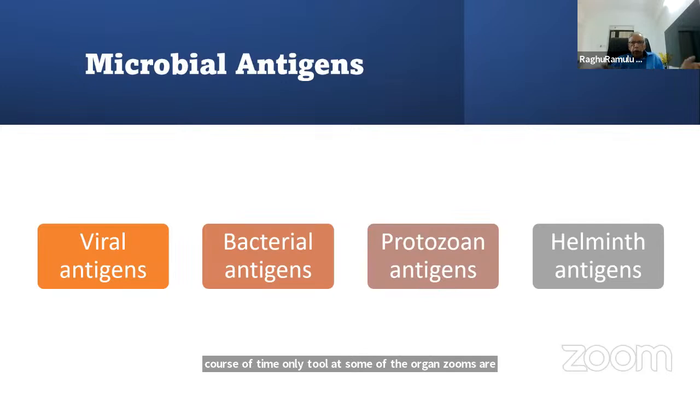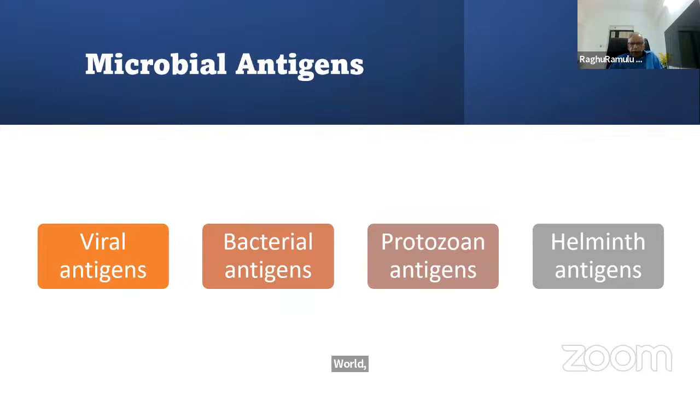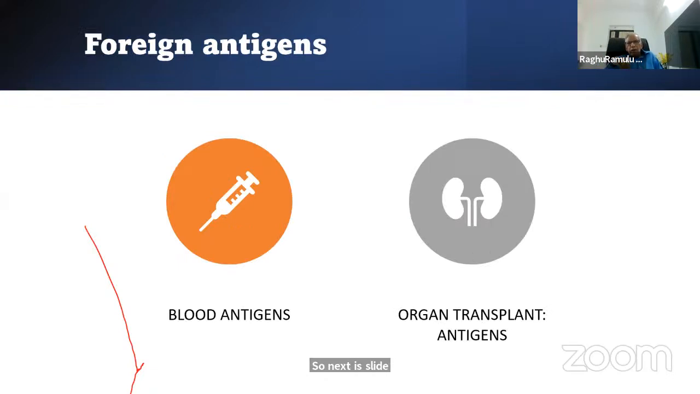Why not for all the organs that are possible in the world? There have been constraints in the process of vaccination protocols. So the next slide shows what antigens exist in the body and what antigens are coming from outside the body. We classify based on that as exogenous antigens.